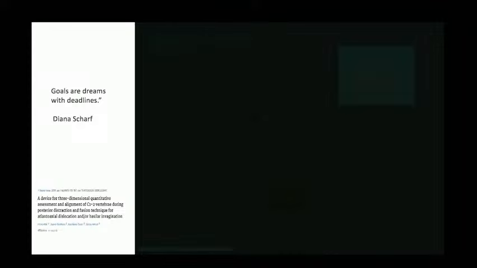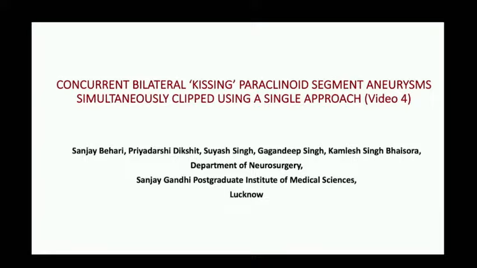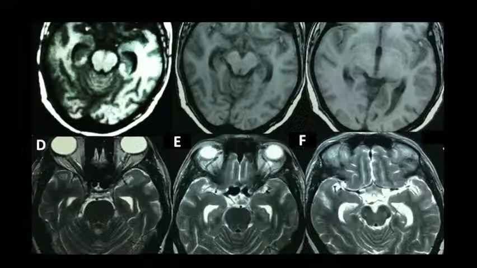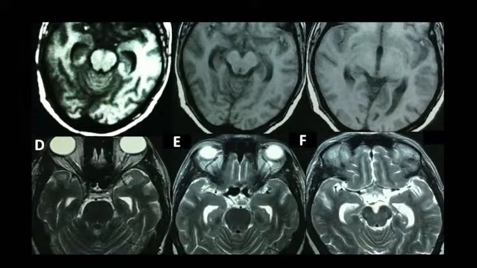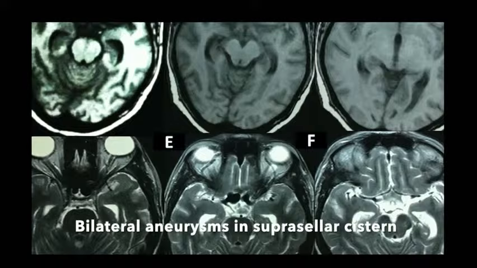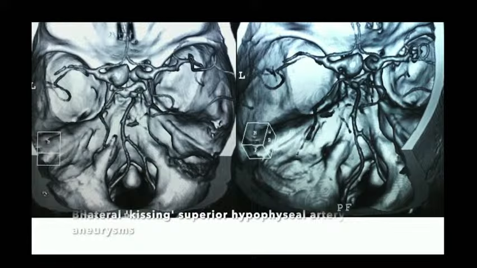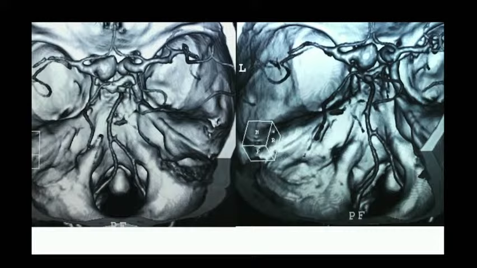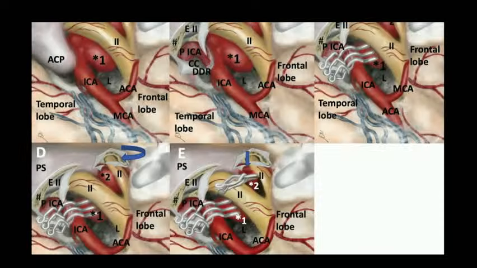So a silent revolution has been taking place in India, and I'd like to tell you a little bit about it. Now I'll show you some surgical videos. This is a bilateral kissing paraclinoid segment aneurysm, and you can see that these are two aneurysms here, which are in the suprasellar cistern. And you can see the CT angio, which shows these two aneurysms, which are kissing, almost the fundi are almost attached to each other, and they were causing unilateral complete loss.